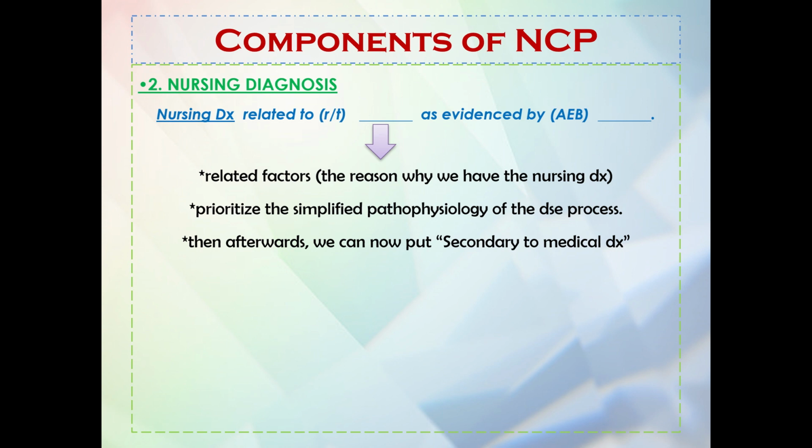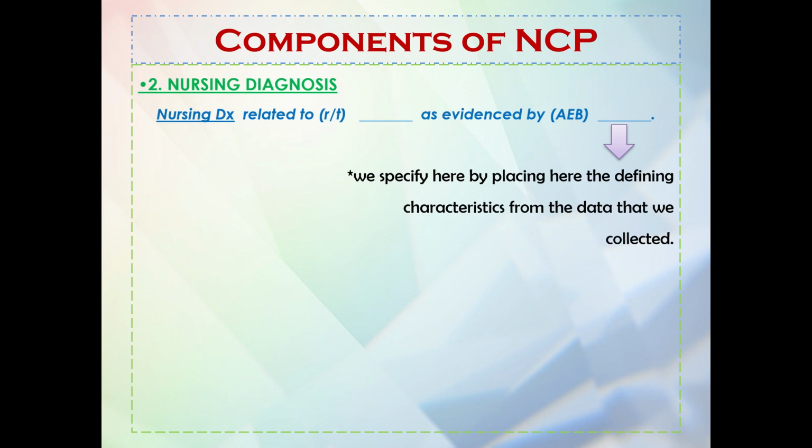So I'll show you an example again later. And then punta muna tayo sa "as evidence by." So paano naman itong as evidence by? So in here, we specify by placing here the defining characteristics from the data that we collected. Again, for as evidence by, AEB, pwede natin siyang abbreviate. Okay? So we specify here by placing the defining characteristics from the data that we collected.